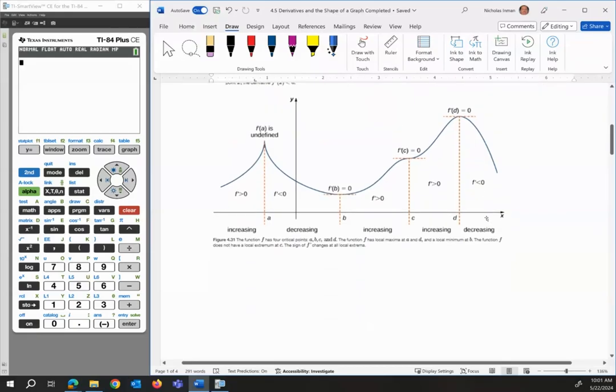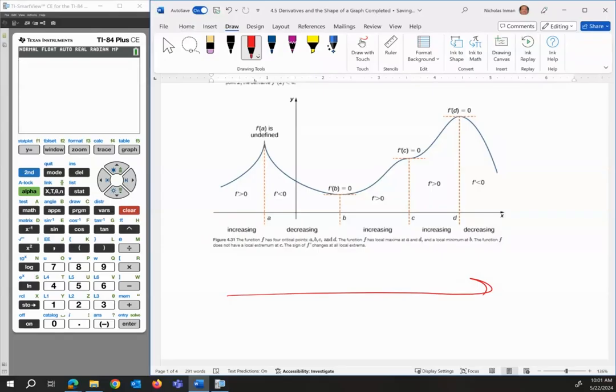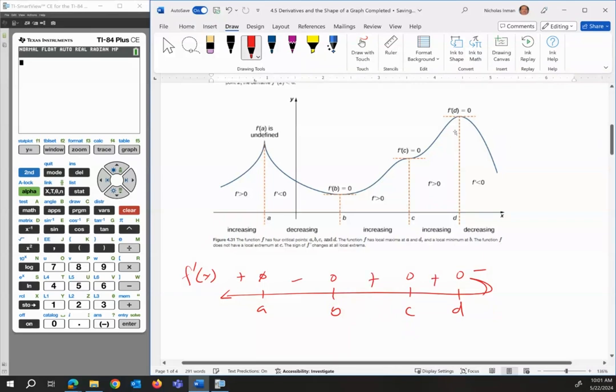We talked a little bit about how you can do this on a sign chart. I'm a big fan of sign charts. So we got our A, our B, our C, our D, our critical points. So undefined here, 0, 0, 0, and we can talk about how our f prime in that zone was positive, negative, positive, positive, negative. So we talked about how we can make a sign chart out of these things.